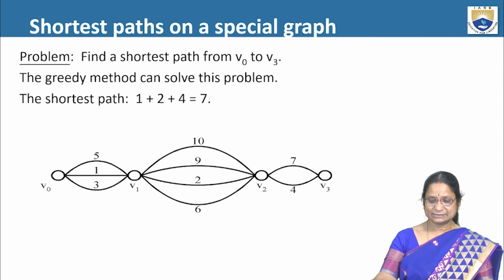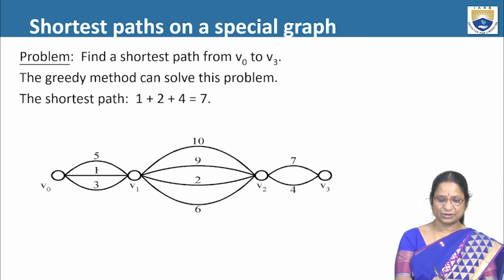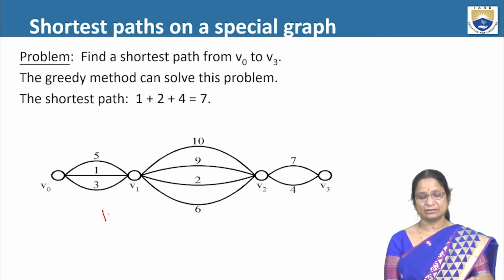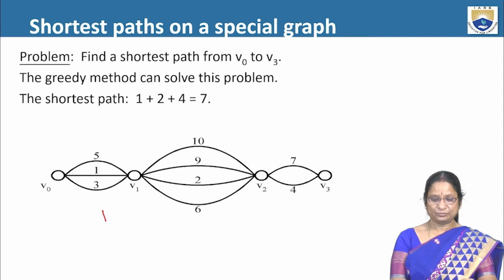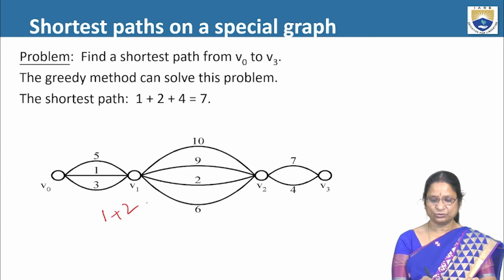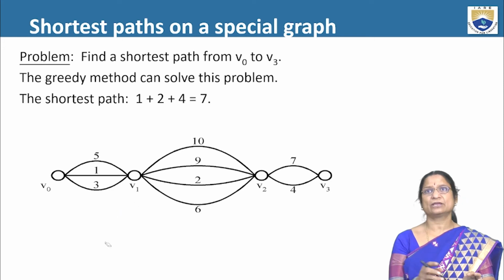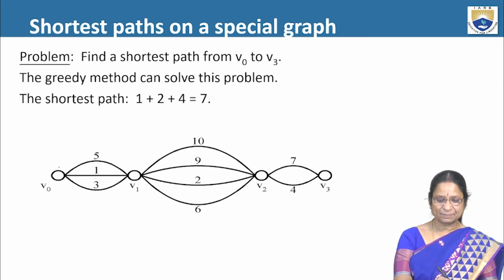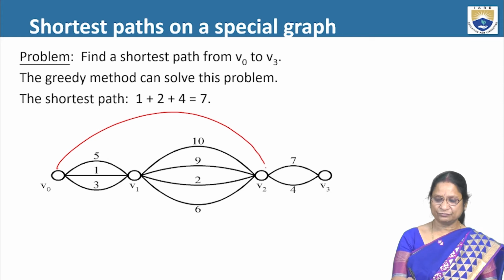Okay, for example, let us assume that in this current example, V0 to V1, 5, 1, 3 are there. Among them, I'll take the shortest one, that is 1. And from V1 to V2, various options are available. 2 is the shortest one, 2. From V2 to V3, the shortest is 4, total 7. No problem, it's okay. For example, there is a path from V1 to V2.